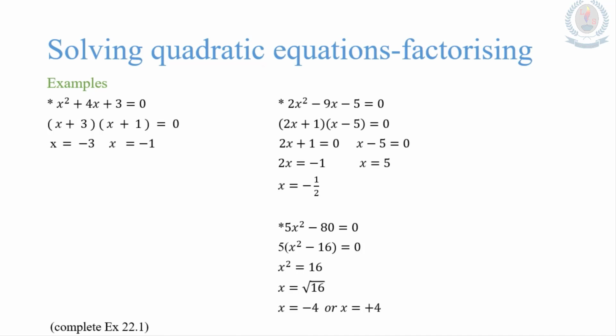It's equal to 0. Now here with 5 or without 5 the answer is correct because the other side is 0. x squared minus 16 equals 0. Now you can write it again. x squared minus 16, send to the other side. It's equal to 16. x equals square root of 16. What do we know about square roots? Plus and minus both answers are coming. So here the last solutions are x equals minus 4 or x equals plus 4. Now I think you can complete exercise 22.1.